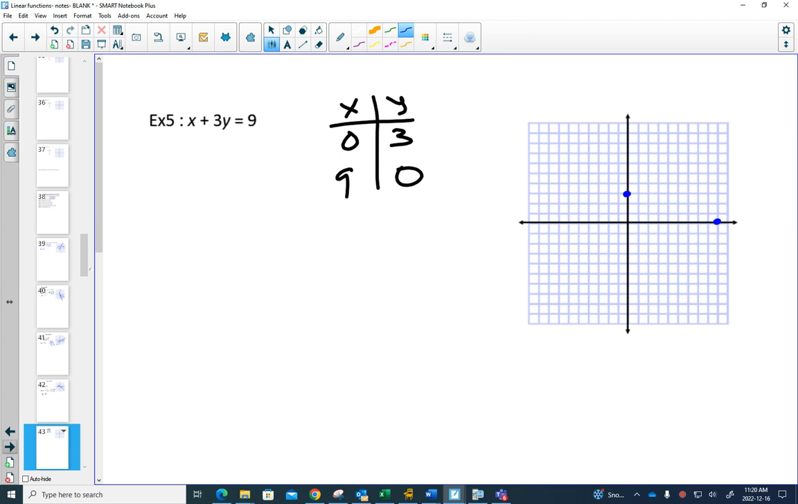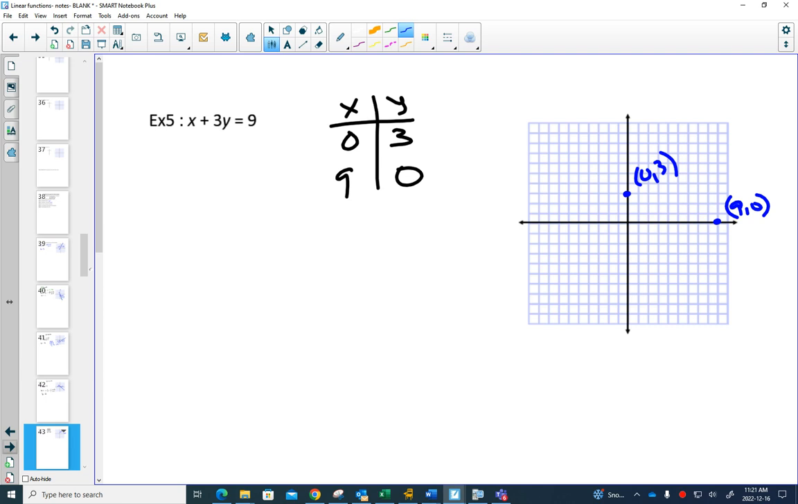Would that be enough to graph your line? Absolutely. 0 and 3, and 9 and 0 is 2 points. Guaranteed to have enough, you could graph your line. So we could do the table values in this one really easily.